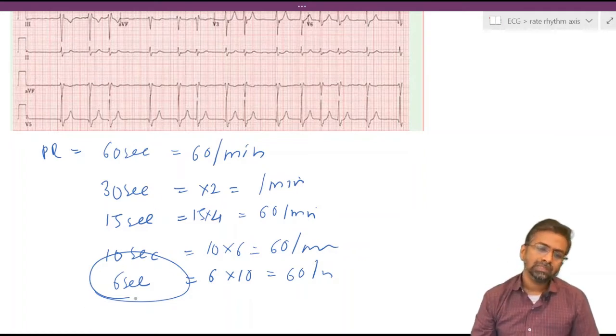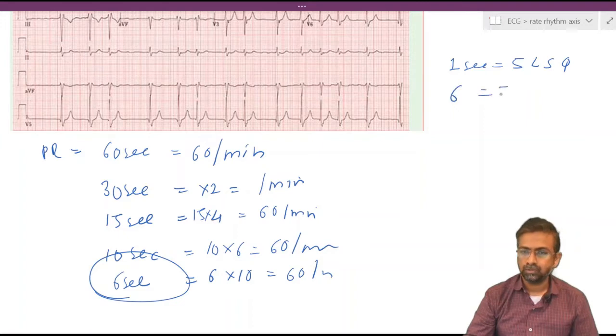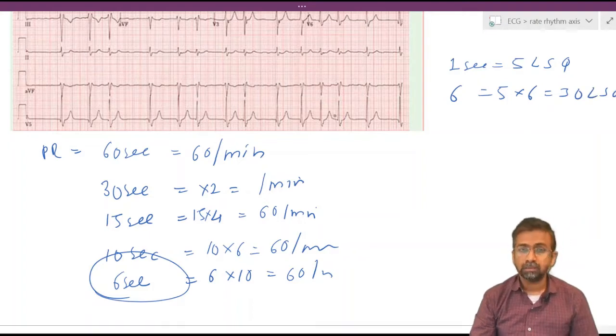So how do you calculate 6 seconds here? I told you that one large square is 0.2 second and 1 second is equal to 5 large squares. This is important. In the horizontal line, 1 second is equal to 5 large squares. So 6 seconds will be equal to 5 into 6, which is 30 large squares. So here now you will need to find out 30 large squares.